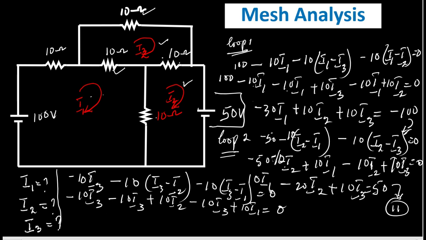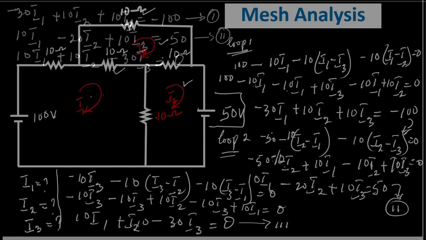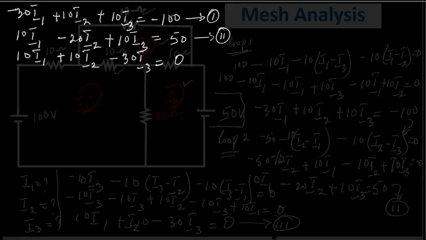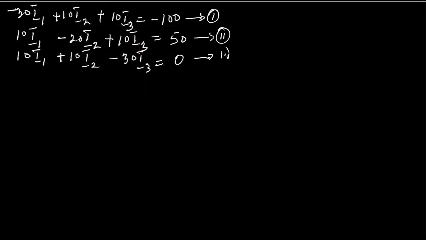Let's collect like terms. I'll have 10 I1 plus 10 I2 minus 30 I3 equals 0. This is my equation 3. I've rewritten my equations.